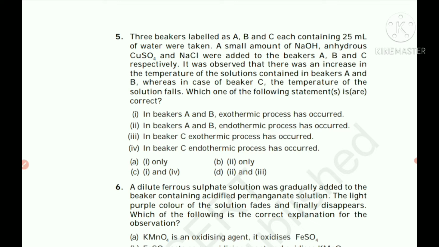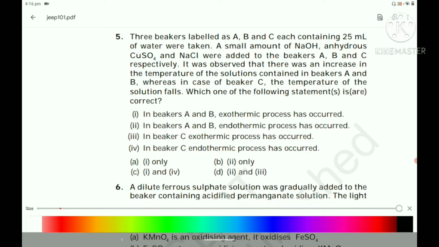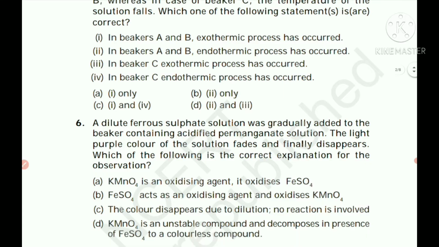If you note the point that in A and B there is an increase in the temperature while in C there is a fall, obviously A and B are exothermic and C is endothermic. So let us write that up. This is correct and this is correct. 1 and 4, which is C. Understood, right?